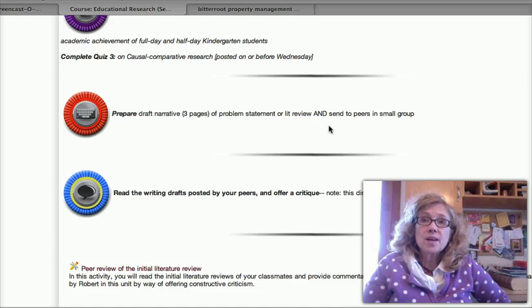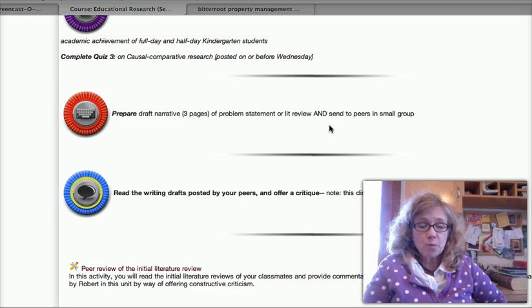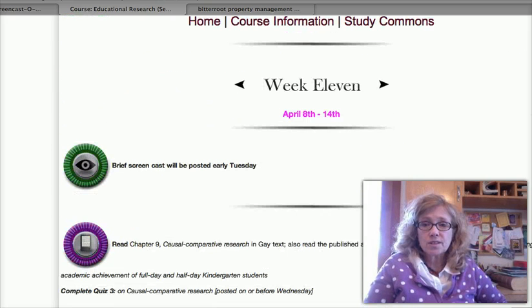And you have, I believe, until Sunday to post your work, and then you will receive the work of at least 2 other classmates, and we'll provide a format for you to critique their writing, and then you'll have a chance to have a threaded discussion with the peers in your writing group. So, again, you'll have till Sunday for that, and then the discussion will be open all of next week. So the only thing due this week will be quiz 3, which is an application of causal comparative research.